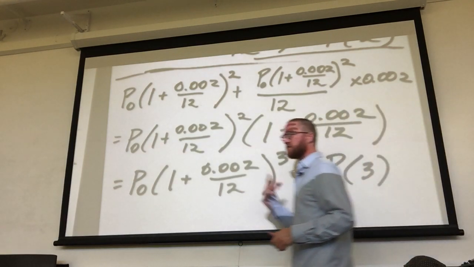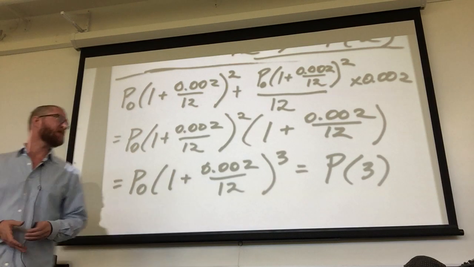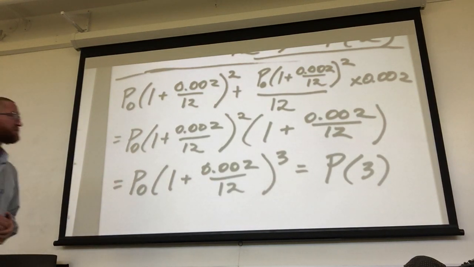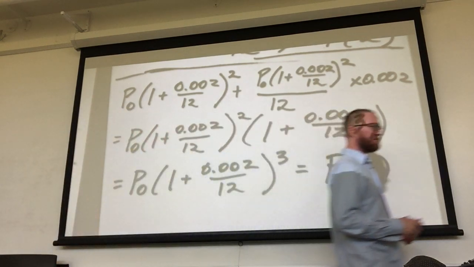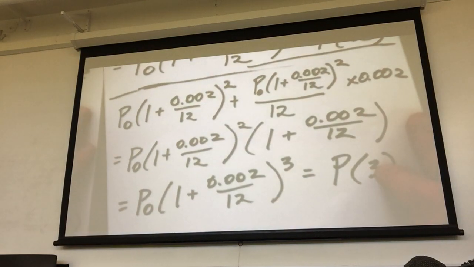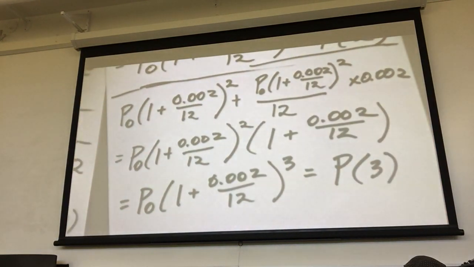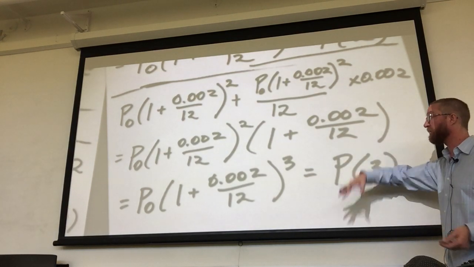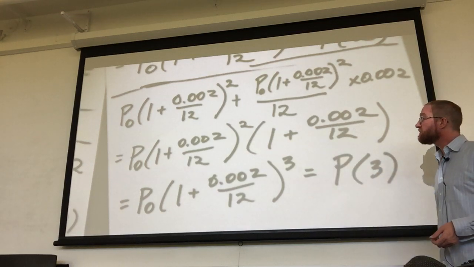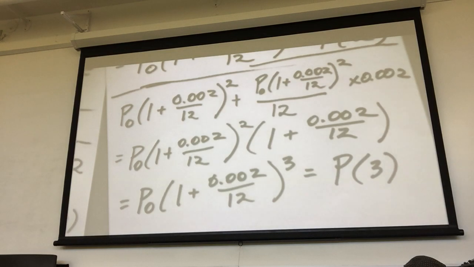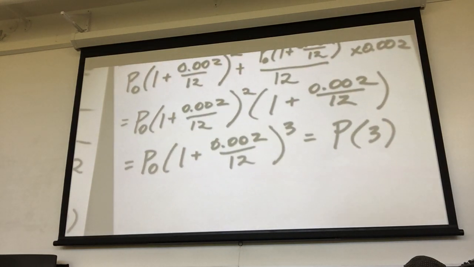And this procedure continues on and on. And so, just from looking at this, we can figure out what P of K would be. Okay. So, P of 2 is P naught times 1 plus 0.002 divided by 12 raised to the second power. Then P of 3 becomes it raised to the third power. So, what is P of K? The generalized sequence.